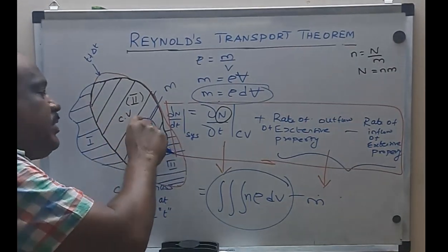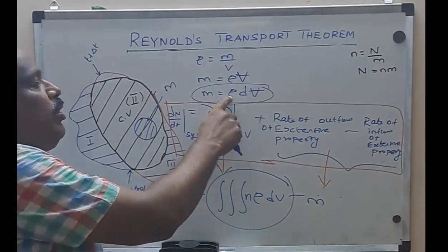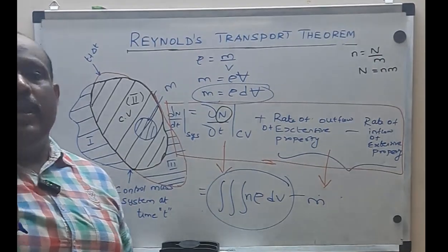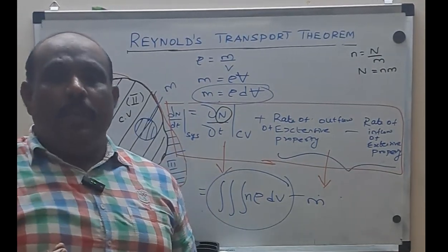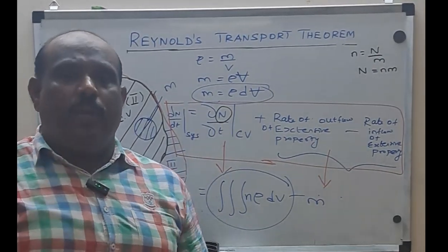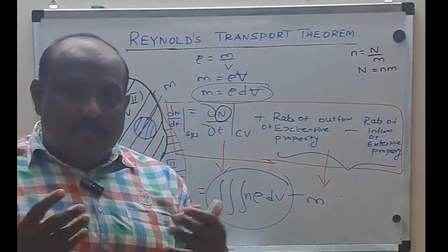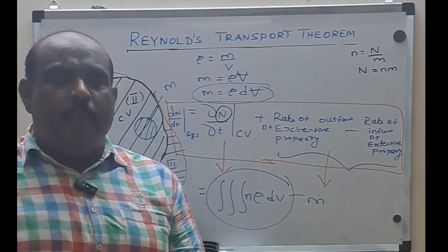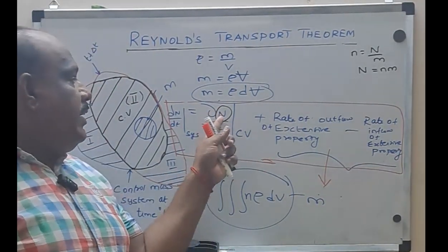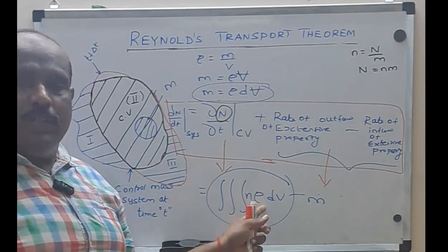But I am going to find the mass of the elemental control volume, which is given by rho into dV, where dV is the volume of the elemental control volume. If you want to find the mass of the entire control volume, then I have to integrate. So, triple integral of rho dV will give me the mass of the entire control volume. If I multiply the mass with n, I will get the capital N. So, I am multiplying n with the mass, rho dV.